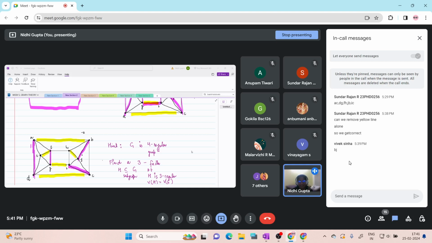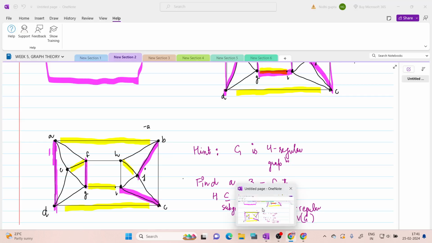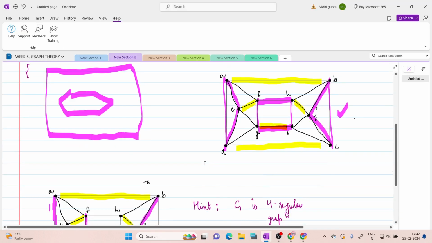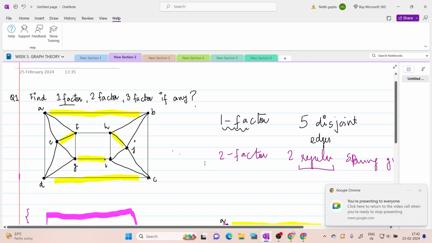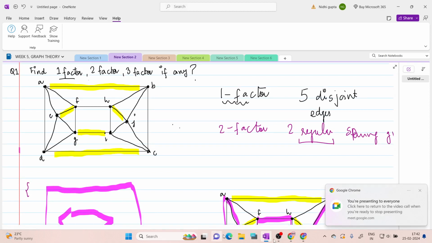When we were discussing one factor in this graph, we got 3 examples. So the complement of those in this graph will give us 3 factors. So is this question clear to everyone? So we see that this graph has 1 factor, 2 factor and 3 factor. So is this question clear to everyone?